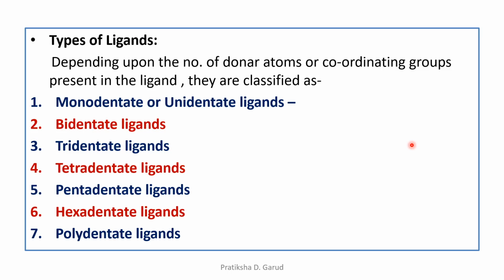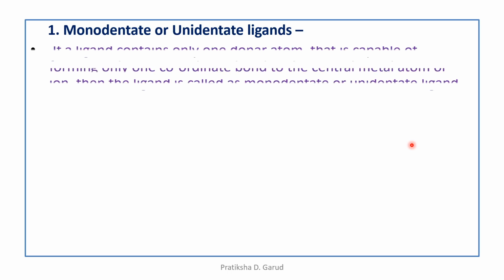Let's study each type one by one. First of all, the first type is the monodentate, also called the unidentate ligands. When there is a single donor atom in a compound which forms the coordinate or dative bond, then that type of ligand is called a monodentate or unidentate ligand.